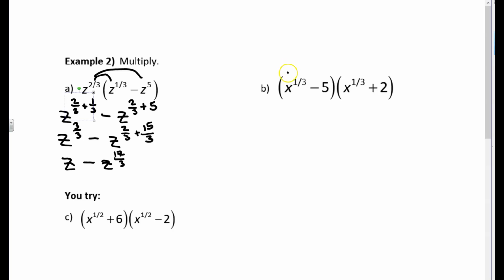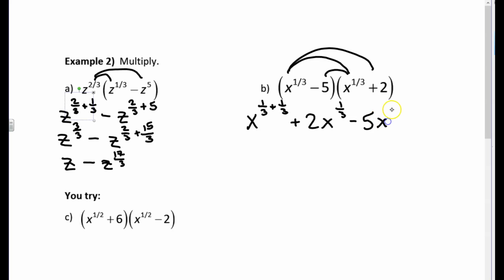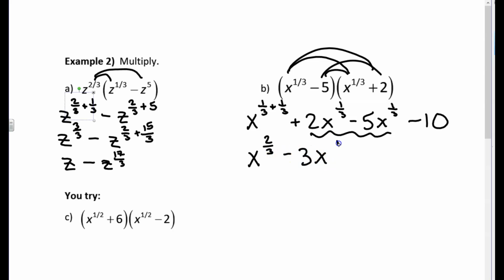Here you have to FOIL. We go front. That means we're going to add our exponents. 1/3 plus 1/3. Outside, plus 2x to the 1/3. Inside, negative 5x to the 1/3. Last, minus 10. These guys can combine because they're like terms, and this becomes x to the 2/3 minus 3x to the 1/3 minus 10.